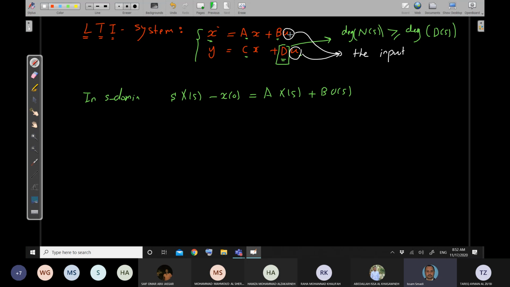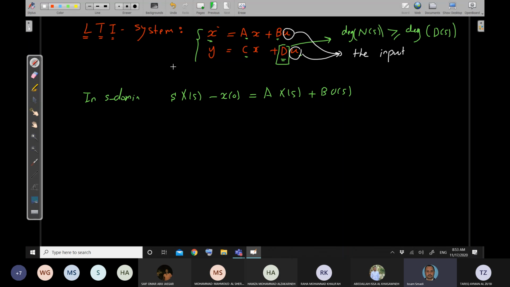For example, if I'm having, let's say, a DC motor, what's the input to the DC motor? Voltage. Yeah, it's a voltage. So this is the input, something that I can manipulate, something I can change, in favor of getting a certain performance, let's say.